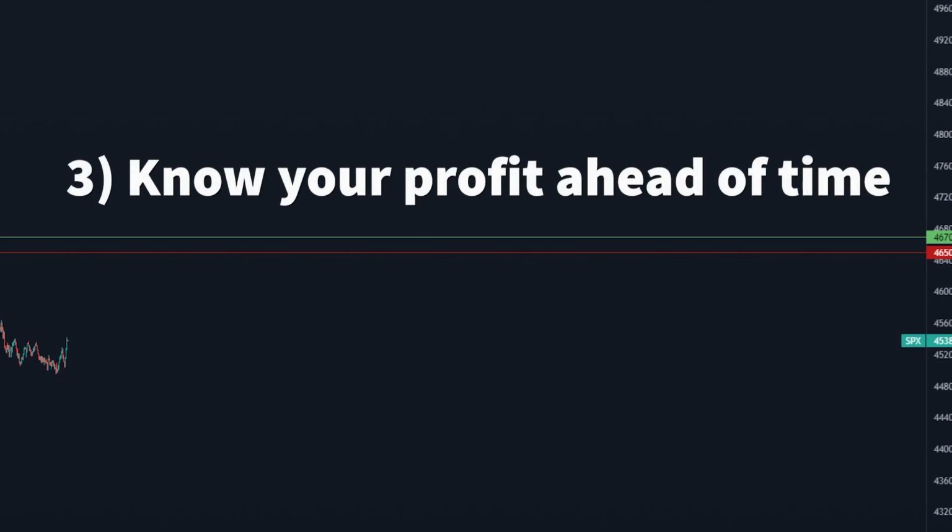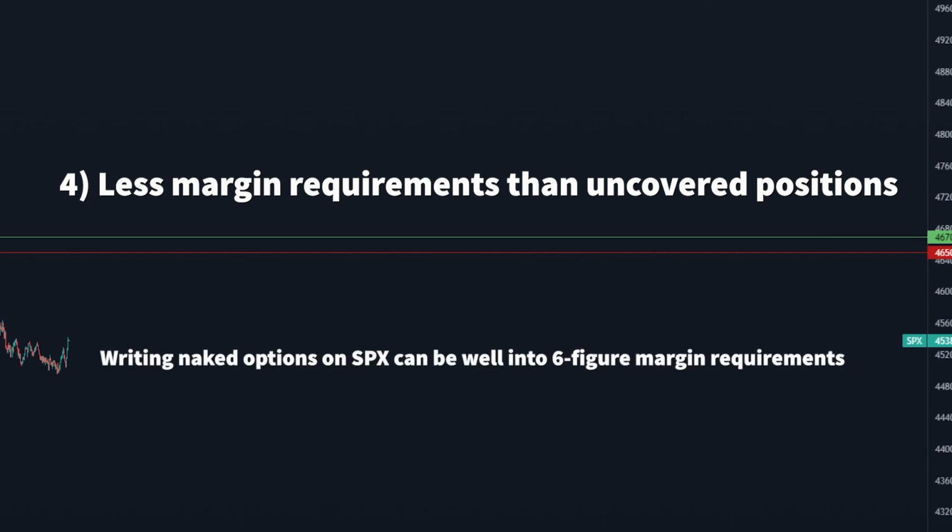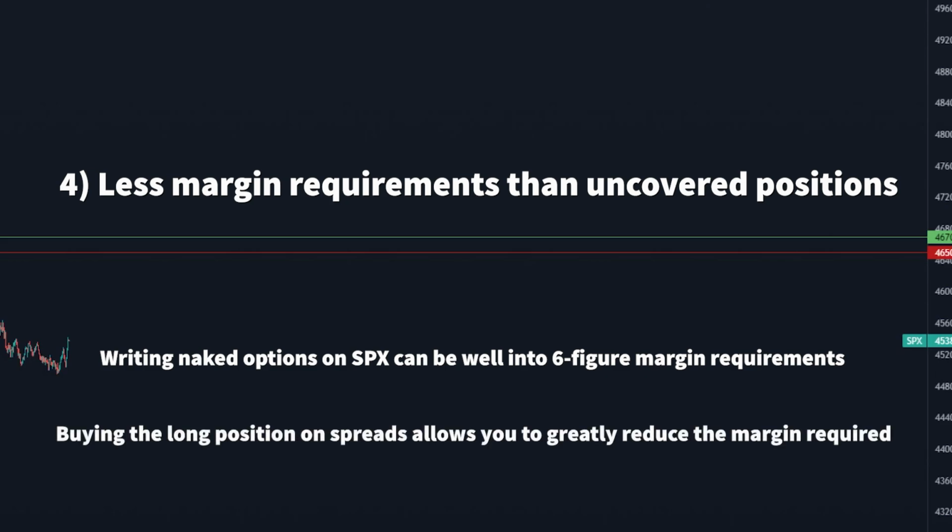Number 3, you're able to calculate profit ahead of time. You know exactly how much money you're going to make ahead of time. Number 4, far less margin requirements than selling naked options. If you write naked options, you're looking at a very, very large amount of margin requirement. However, when you do spreads or bring in buying the put or buying the call into the equation, you start reducing that margin requirement a lot more.